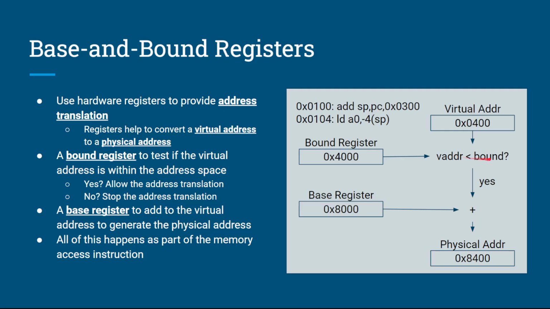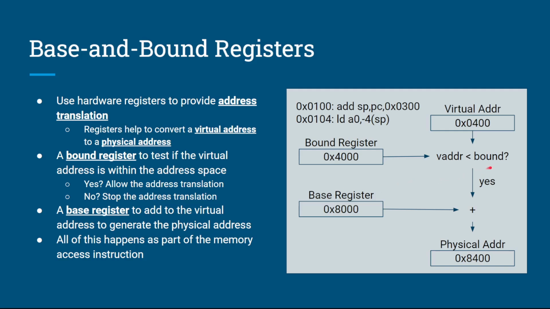Is the bound register greater than the virtual address? And as we can see here, 400 is definitely less than 4,000. So this is successful. We continue with the address translation. The second register is the base register. This is the actual physical memory address where the process's address space starts. So in physical memory, at address 8000 or about 32K is where the process's memory is located.